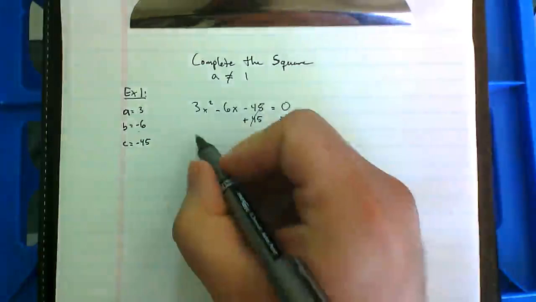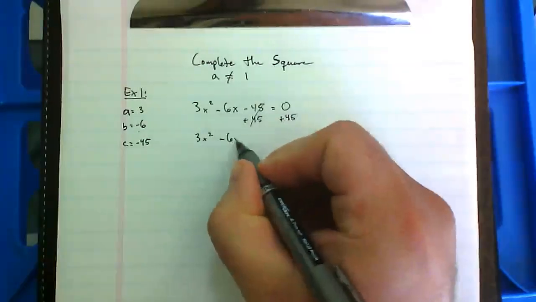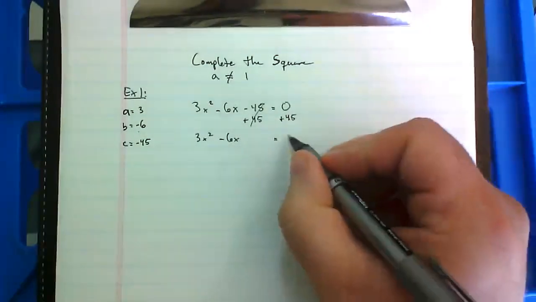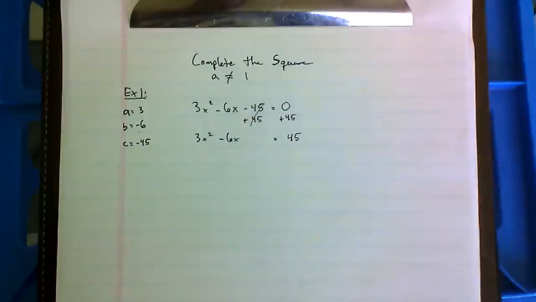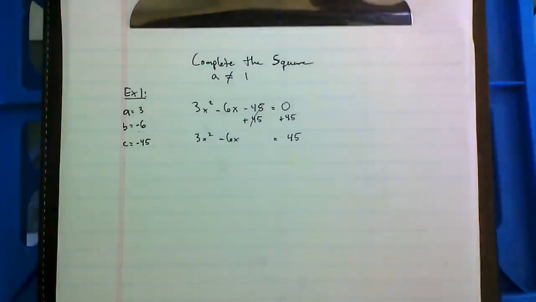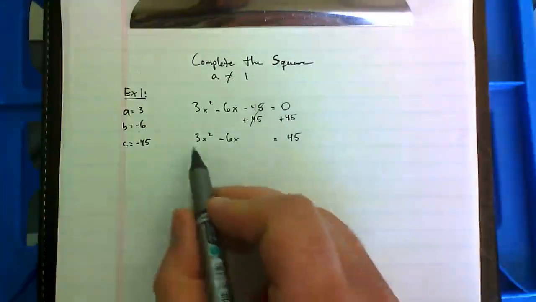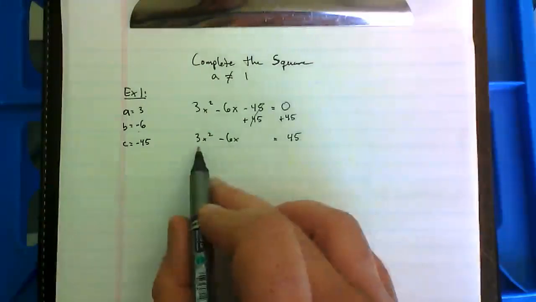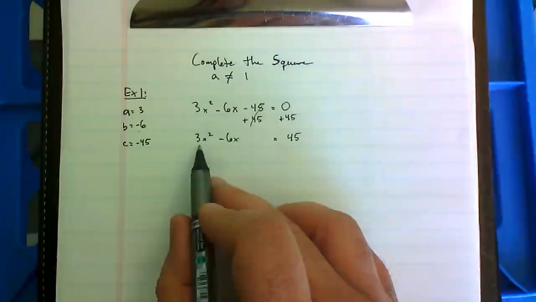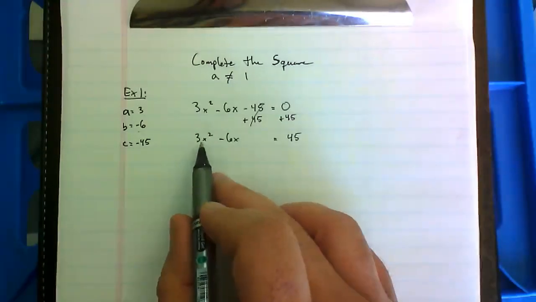Now, just like the previous example, we're going to start off with step 1, which is setting the equation equal to 0 and moving C to the other side. So we're going to add 45 to this side and that's going to leave space for the rest of our solving in a minute. So that's step 1, moving C to the other side and setting it equal to 0.